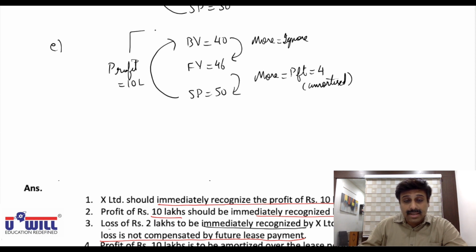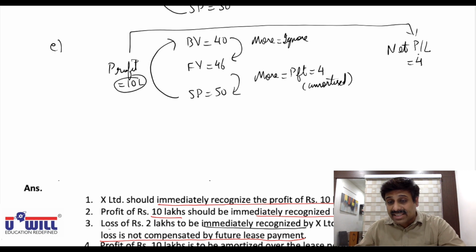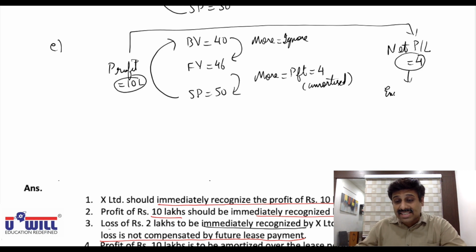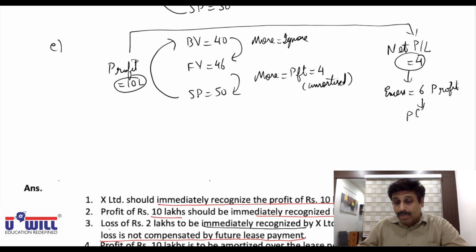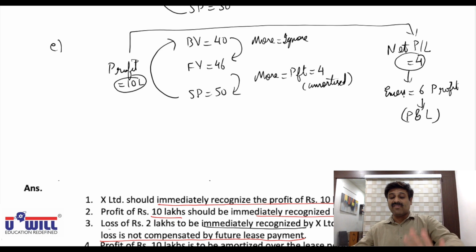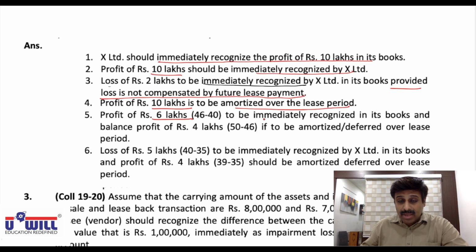Now what did we discuss? Again, this profit you compare with the net profit or loss. What is the net profit or loss here? 4 lakhs. Now, is 10 lakhs covered in this entire 4 lakhs? No. How much excess profit is still there? 6 lakhs of excess profit is still there. What did we discuss lastly? If there is profit, take it to the P&L account immediately. So finally, in this question, 4 lakhs we will amortize and 6 lakhs will be taken to the P&L account immediately. See in the solution: profit of 6 lakhs to be immediately recognized in its books and the balance 4 lakhs to be amortized or deferred over the lease period.